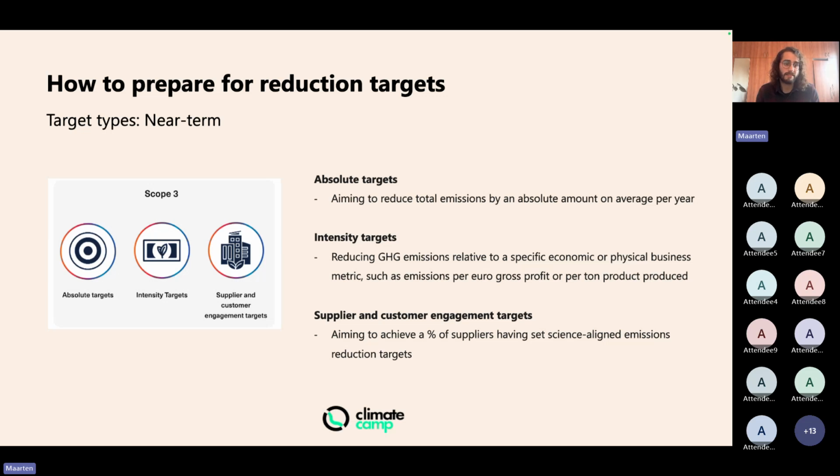And then the intensity target is you reduce a certain amount of emissions, but it is related to a specific economic or business metric. So emissions per gross product sold, emissions per ton kilometers of goods transported, per gross profit. So intensity based is a second target you can set. Then supplier engagement targets and customer engagement targets. These are a special kind of target because they're qualitative as well as quantitative. But here you need to set a certain percentage of suppliers to setting science-aligned emission reduction targets.